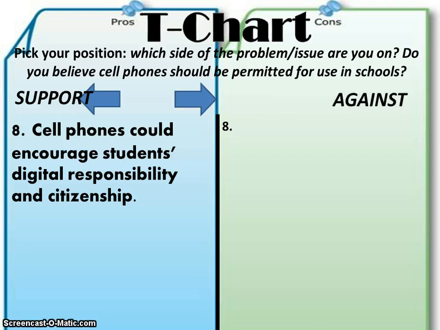And if you notice, for reason 8 on the against side, I left it blank because I'd like you to take this time to really think and reflect on any other reasons you might consider strong reasons to either support or to be against having cell phones in school. Again, if you can think of any more reasons to support having cell phones in school or reasons why you would be against having cell phones in school, think about that carefully and consider adding that to the list.